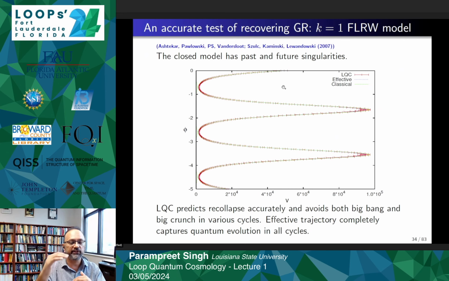In this simulation, we are just capturing 3 cycles out of tens of thousands of cycles in which we did the simulations with Abhay Ashtekar, Tomasz Pawlowski and Kevin Vandersloot, and the Warsaw group also did beautiful work on the mathematical aspects. The interesting thing in this picture is that loop quantum cosmology not only avoids the Big Bang problem, but also accurately predicts where the recollapse of the universe will happen at the classical stage. So it gives the right answer not only in the ultraviolet limit, but also in the infrared limit. And you can see that the effective description is beautifully matching the quantum description here.